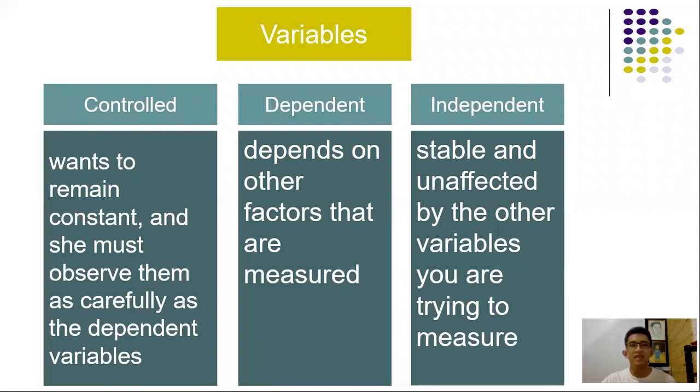The dependent variable always depends on the other factors that are measured. The dependent variable will always be dependent on the independent variable. Whatever changes we make in the independent variable will cause change in the dependent variable. The independent variable, on the other hand, is stable and unaffected by any other variables that you are trying to measure. This is the variable that we want to manipulate. Lahat ng pwede nating baguhin ay gagawin natin sa independent variable.